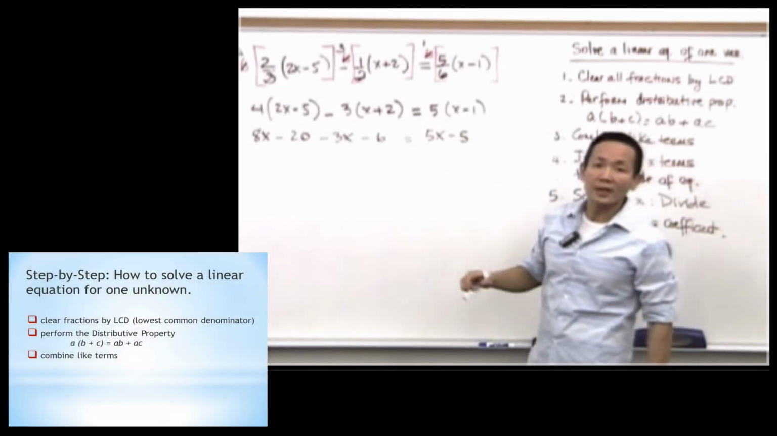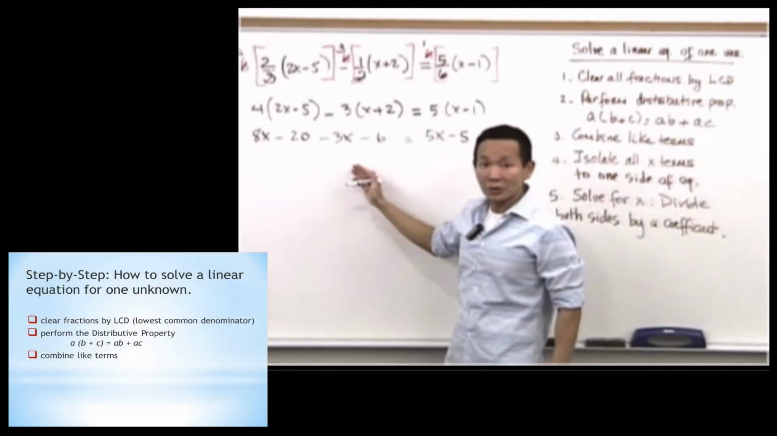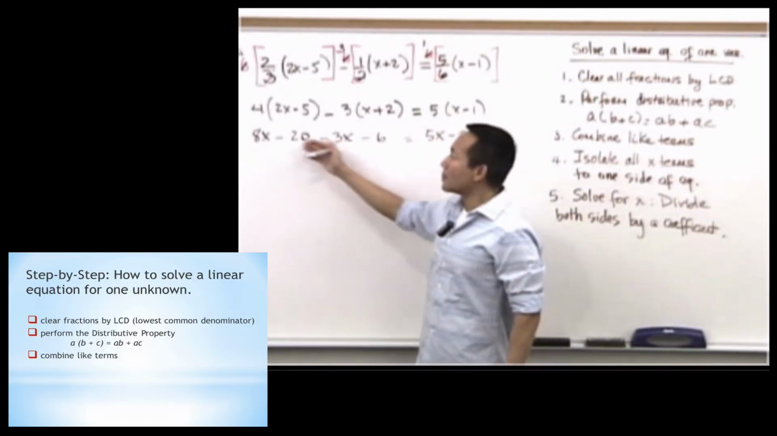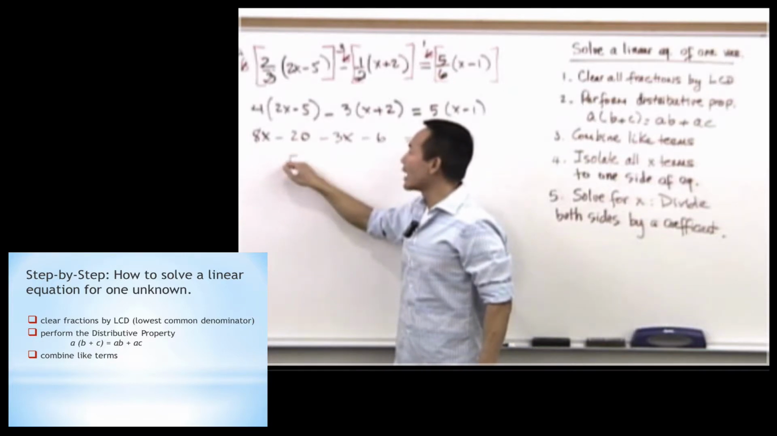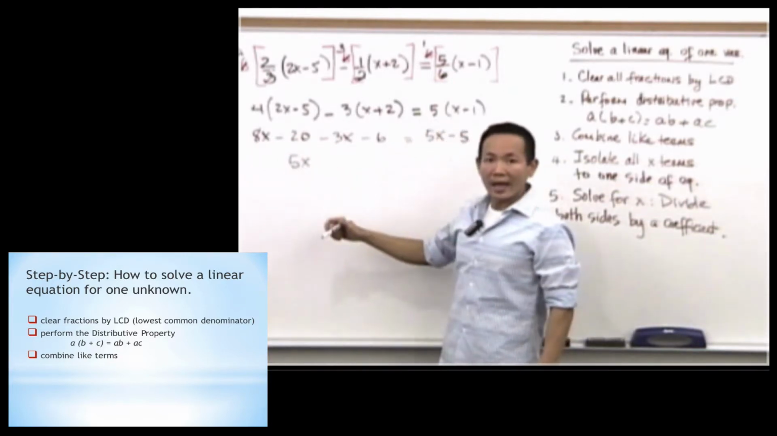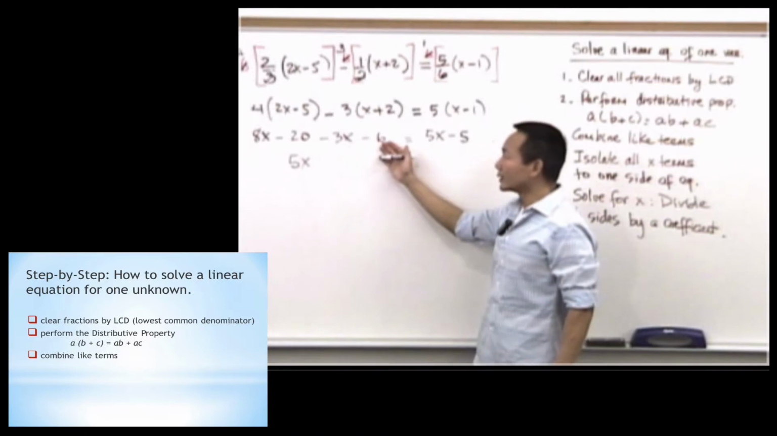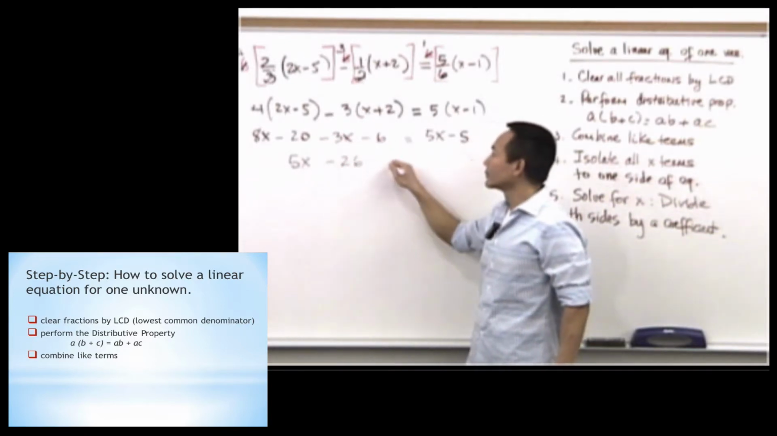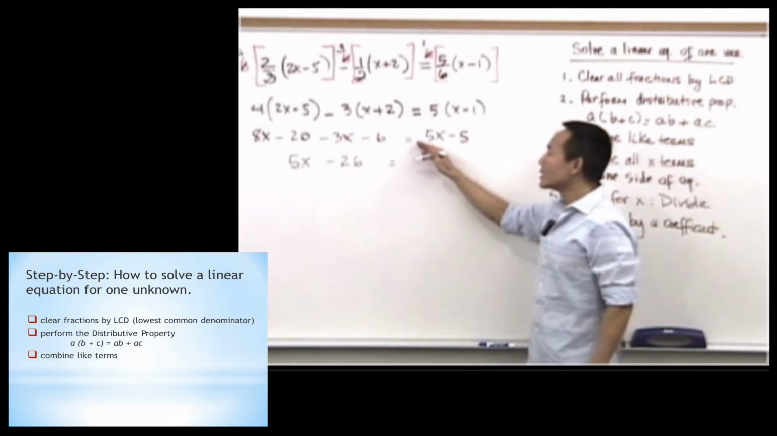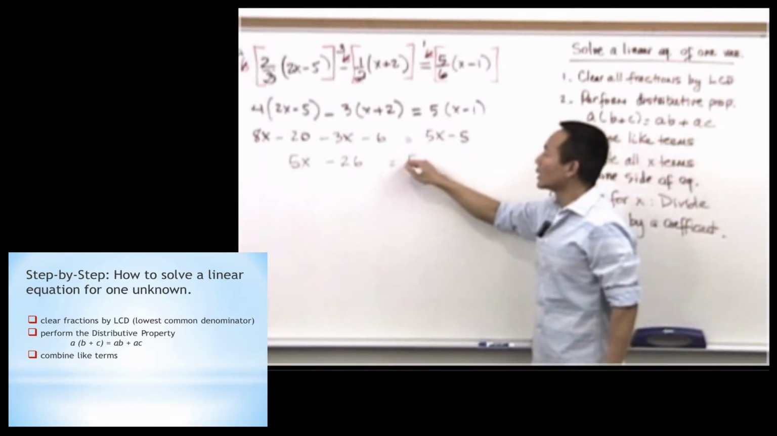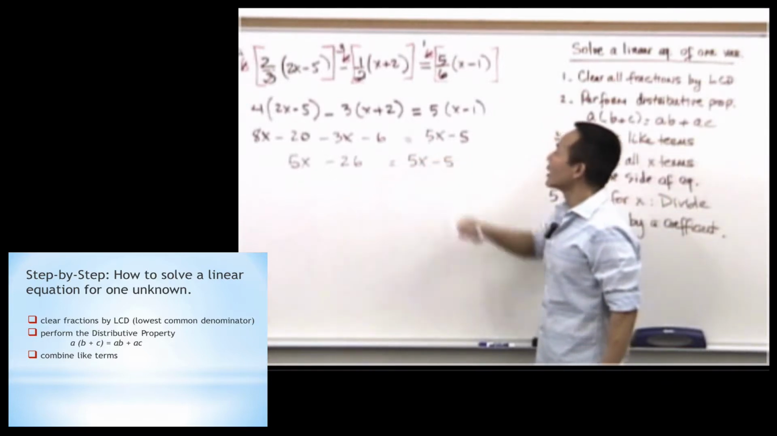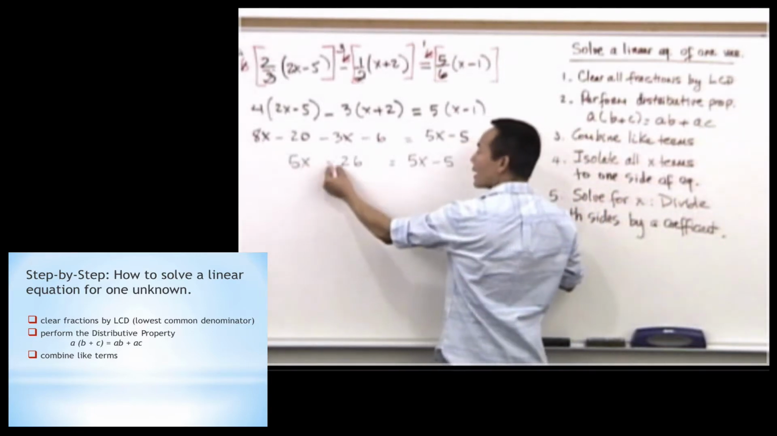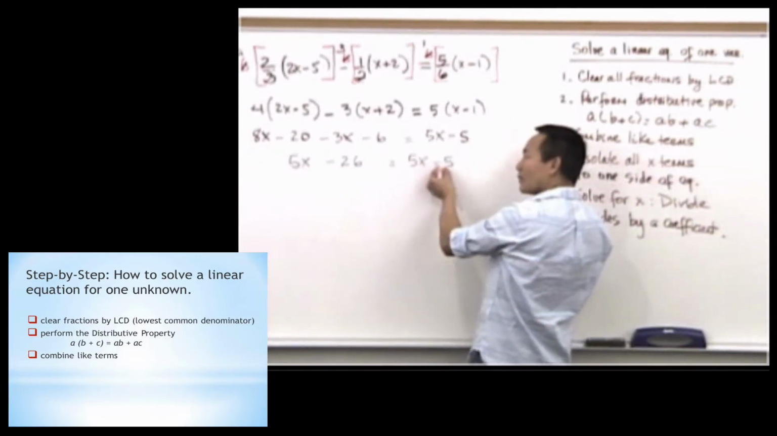If you notice, on the left side of the equation we have like terms. We have 8x and negative 3x. We combine these two terms, we have 5x. And we have negative 20, take away 6. We combine these two terms, we have negative 26. The right side has no like terms, so we will leave it as it is. And then we have 5x minus 26 equals 5x minus 5.